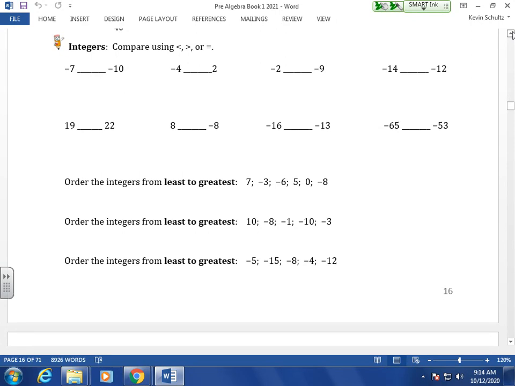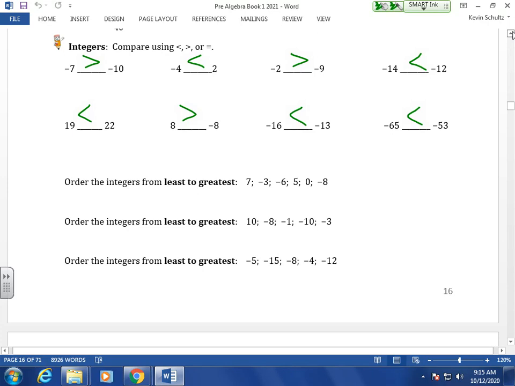I know we did some together in class, but I don't remember which ones those are, so we'll just do all of them now. -7 is greater than -10. -4 is less than 2. -2 is greater than -9. -14 is less than -12. 19 is less than 22. 8 is greater than -8. -16 is less than -13. And -65 is less than -53. Any questions on those 8?